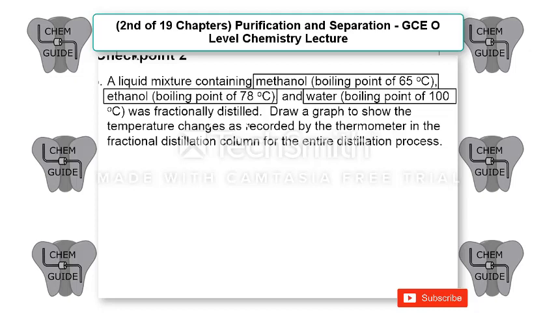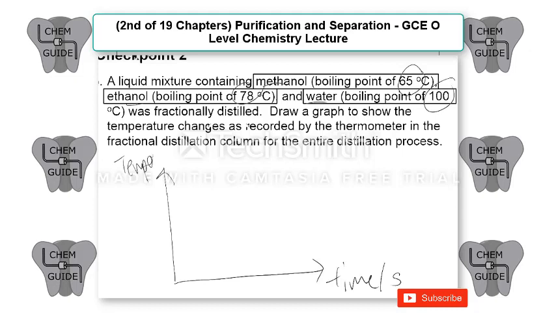Alright, now we have this liquid mixture containing methanol and ethanol and water. You have 3 different components with 3 different boiling points. So how do we draw the fractional distillation graph? It's quite straightforward. This is time in seconds or minutes, up to you. This is temperature in degrees Celsius. And we have 3 points, 65, 78, and 100. So temperature rises, hits a plateau at 65. It rises again, hits a plateau at 78, and it rises again, hits a plateau at 100.